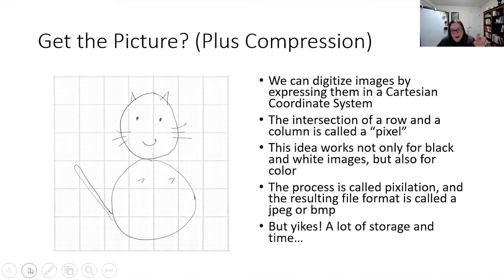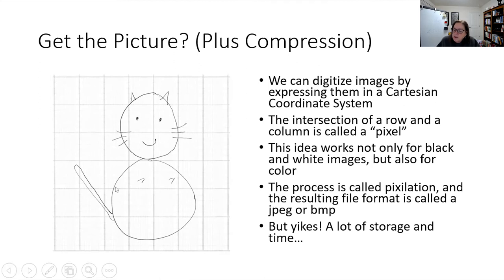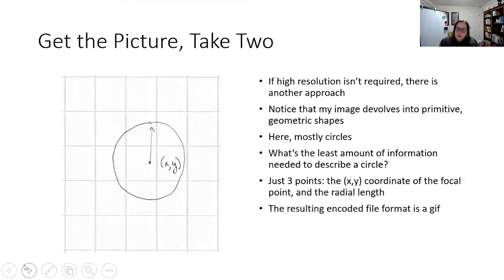Well, after a while, you just can't duct tape anymore. And so people begin to look for a totally different approach to represent images. In the picture of my cat Fluffy, let me just go back and remind you, this is a category of pictures that devolves into primitive geometric shapes. And what that means is, look, you can see circles, right? What is the absolute least amount of information you need to know about a circle to be able to draw it? And it turns out you just need to know three things.